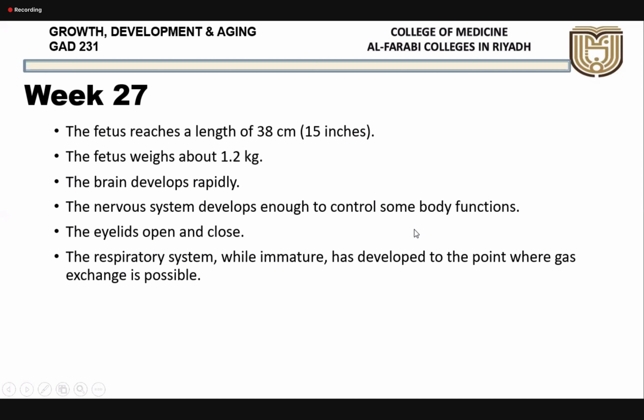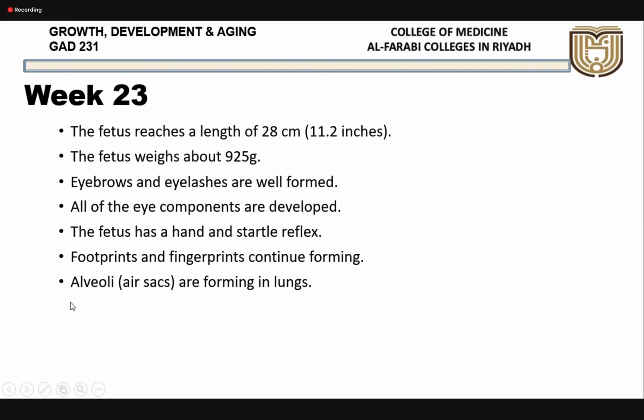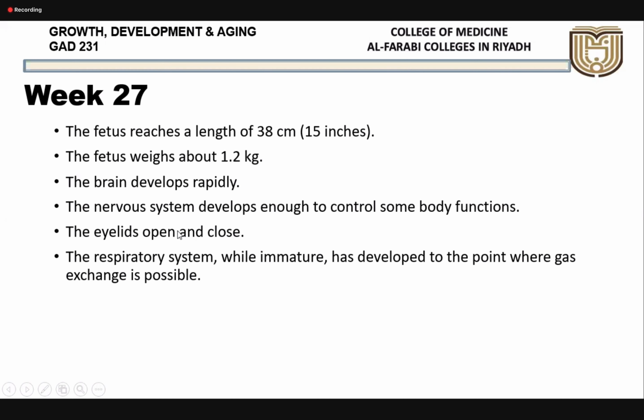Now the eyelids open and close. Till now the eyelids had been closed and there was development of the eyes. Now that the eye is well developed, the eyelid starts opening and closing, so it will be closing and opening its eyes. The respiratory system, while immature, has developed to the point where gas exchange is possible. As we have seen, the alveoli are formed during this period. Even though the respiratory system is immature and not totally ready for respiration, if in any case the fetus comes out, it still has the possibility of some gas exchange.